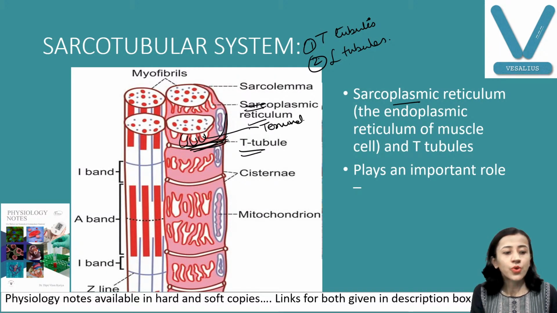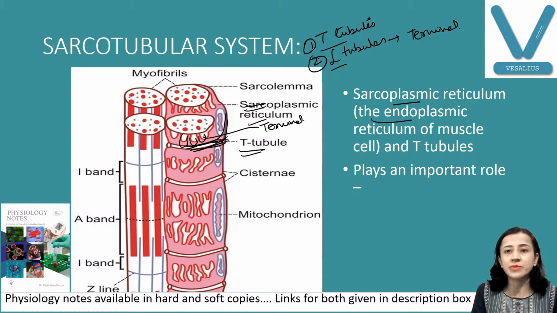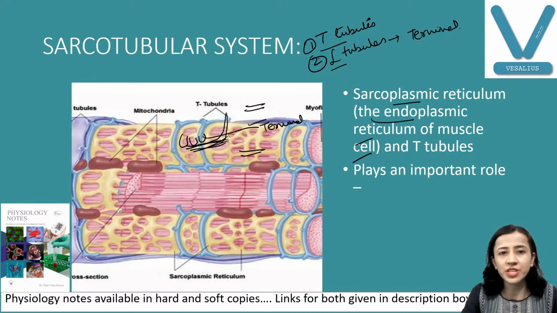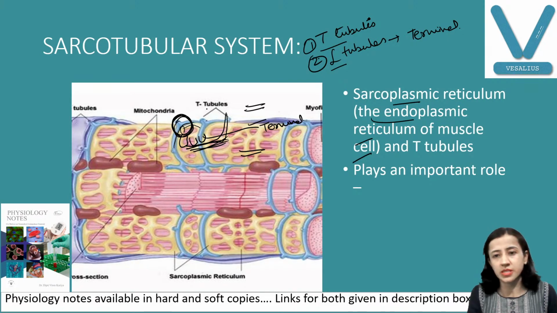Okay, so mainly it consists of two things. Number one is T-tubule and second is terminal cistern. Terminal cistern is nothing but expanded part of the sarcoplasmic reticulum. Sarcoplasmic reticulum, I told you, is equal to endoplasmic reticulum of muscle cell. So the structure is made up of two things, as I told you. You can see this is T-tubule and this is sarcoplasmic reticulum in yellow color. So this part is your sarcotubular system.